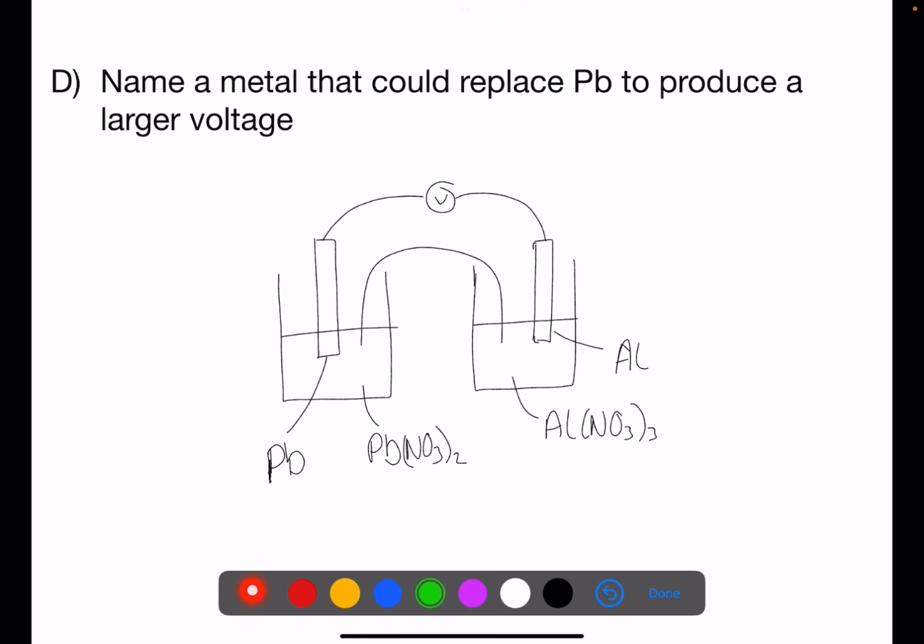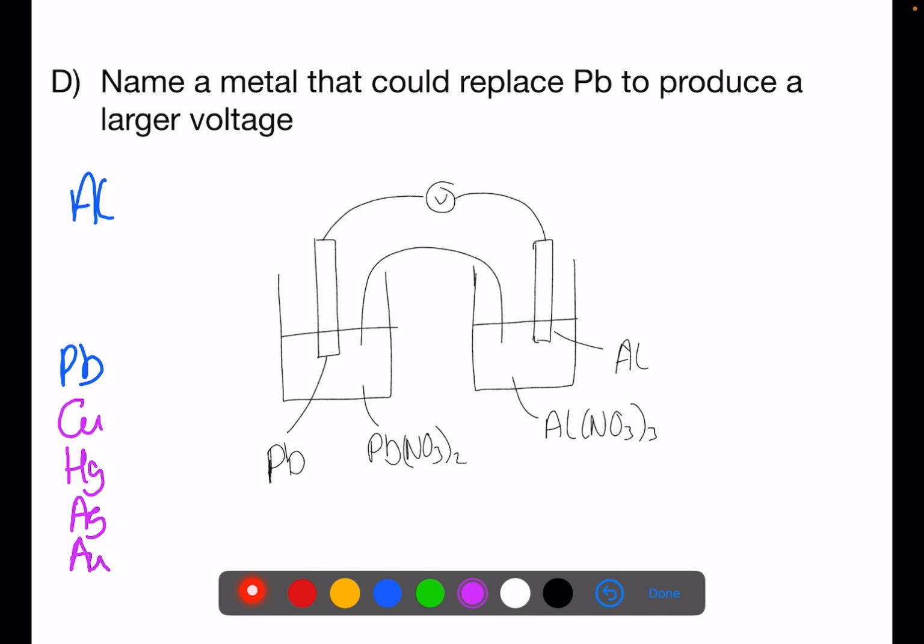Name a metal that could replace Pb to produce a larger voltage. So here we have aluminium and then the less reactive lead producing a certain voltage. To make the voltage bigger, and we're going to replace the Pb to do it, we need to find something which is less reactive than Pb. So if you have a look, you'll find that the options we have are copper, mercury, silver, and gold.